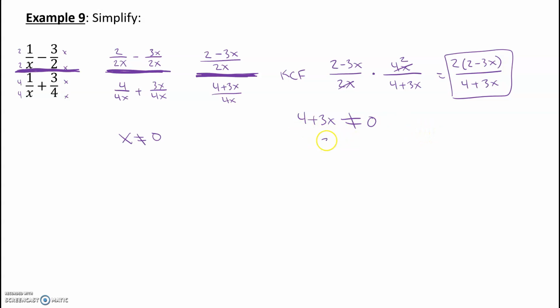So we're going to subtract 4, sorry, and we're going to divide both sides by 3. So we know x can also not equal negative 4/3. So we actually have 2 restrictions. So make sure you look through everything and see if you have any more restrictions.